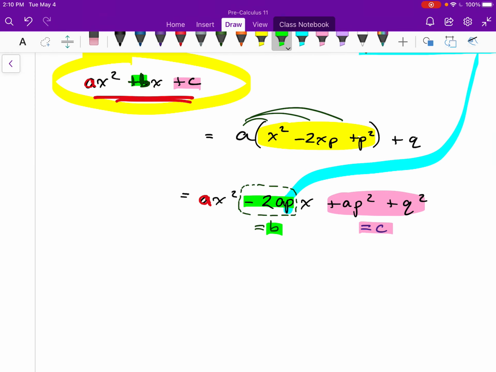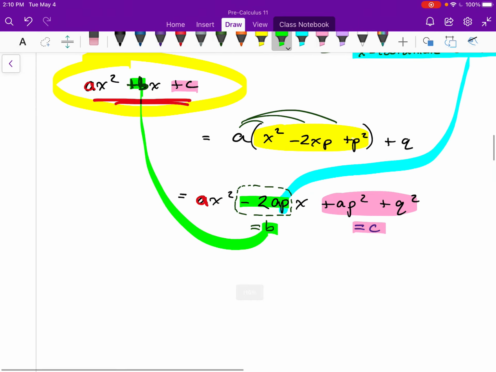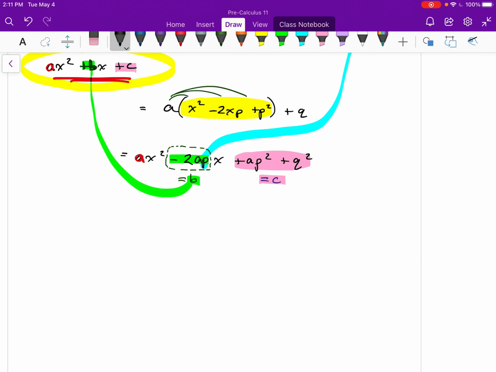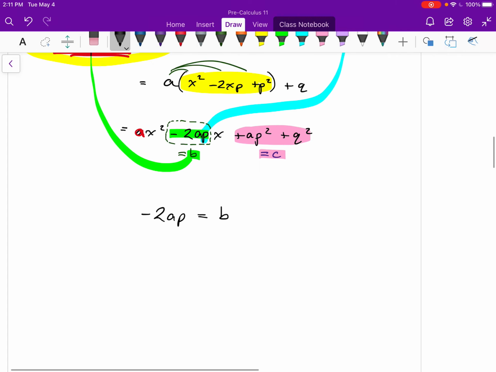So let's focus on this part, this minus 2ap, which is equivalent to our coefficient of x if we connect this back to here. I'm kind of connecting these things together. So let's formalize this. Let's write negative 2ap equals b. And again, remember that that p is the x-coordinate of the vertex. So let's divide both sides by negative 2a. And what do I have? I have the x-coordinate of the vertex must always be the same as b divided by negative 2a. Or the negative can just go anywhere. Negative b over 2a, same thing.